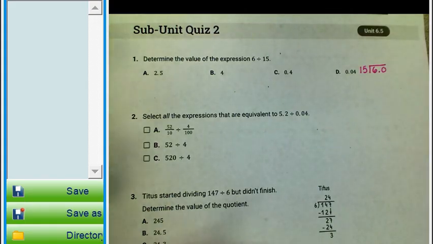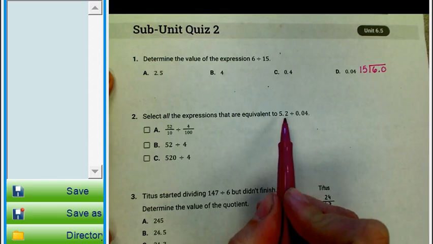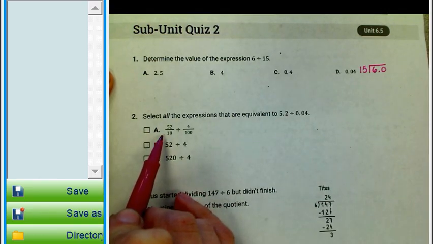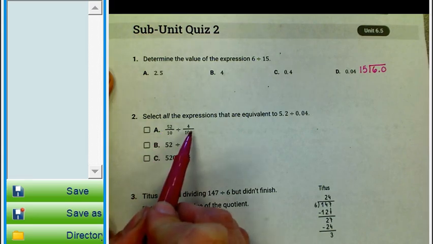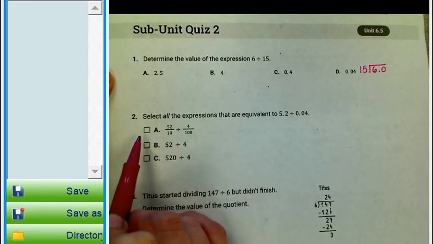Number 2 wants us to select all expressions that are equivalent to 5.2 divided by 0.04. When you're doing this, consider what it would be if it were to be put into fraction form. Would 5.2 be equal to 52 tenths? And if so, is 0.04 equal to 4 hundredths? If it is, you'll want to check off that choice.